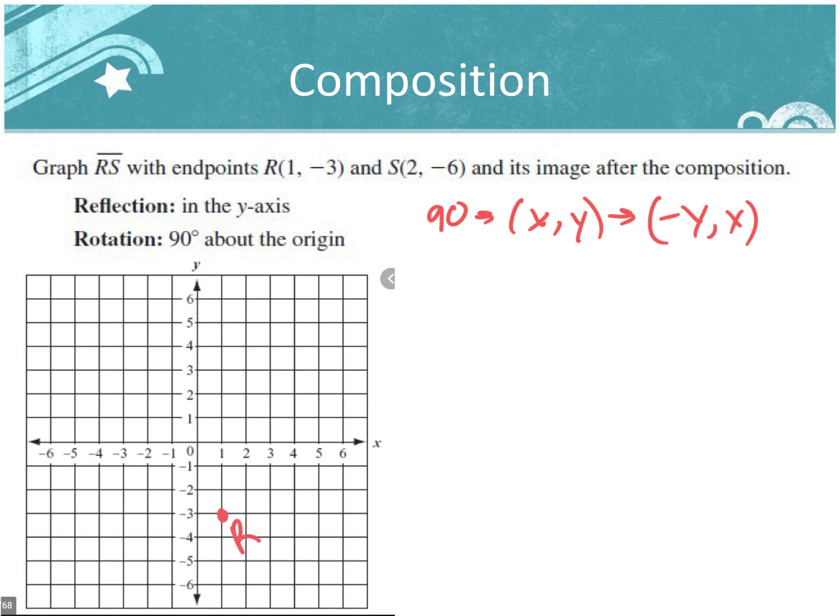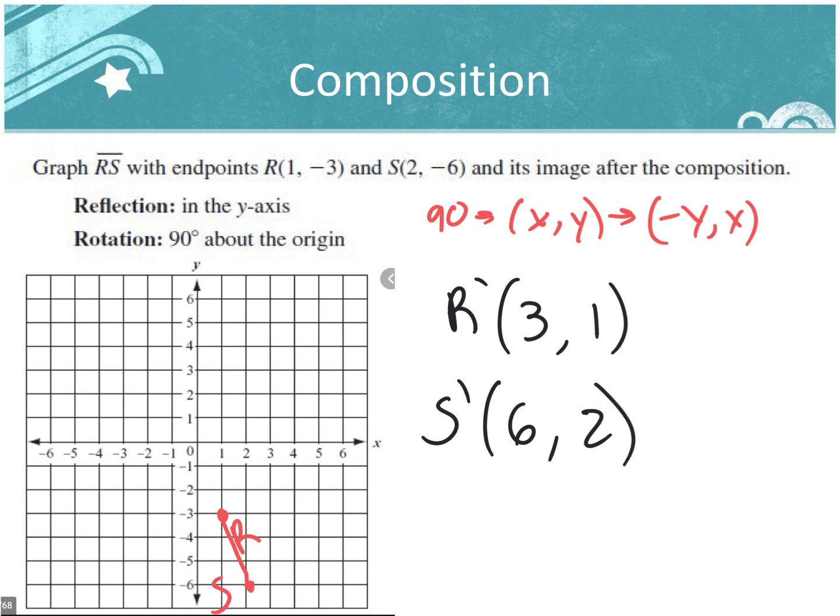I'm going to go ahead and graph the R and the S. The original R is at 1 comma negative 3, and the S is at 2 comma negative 6. Now, our new R prime is going to be 3 comma 1, and the new S prime is going to become 6 comma 2. So let's plug it in. This is the new R prime, and then our new S prime is right up here.